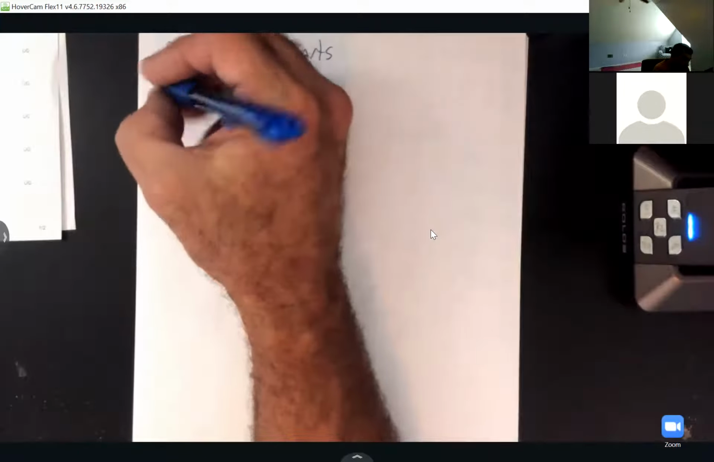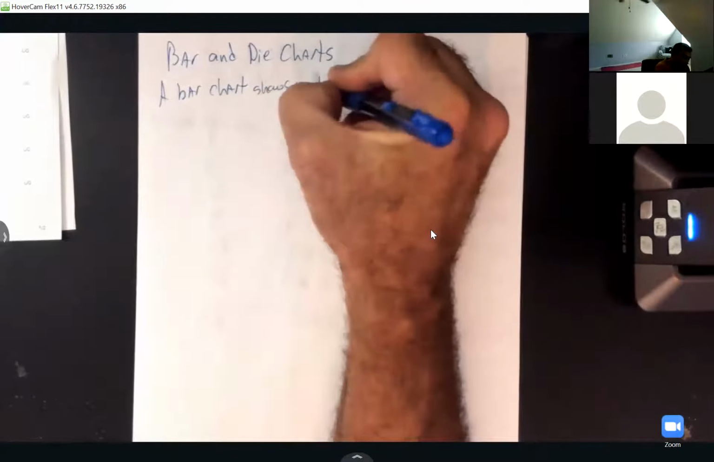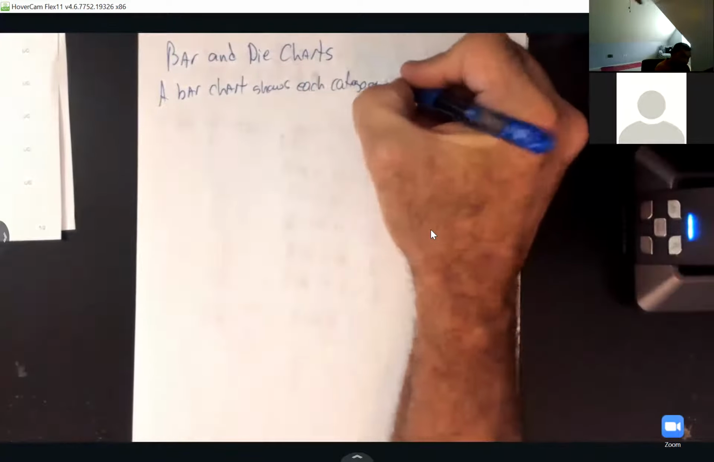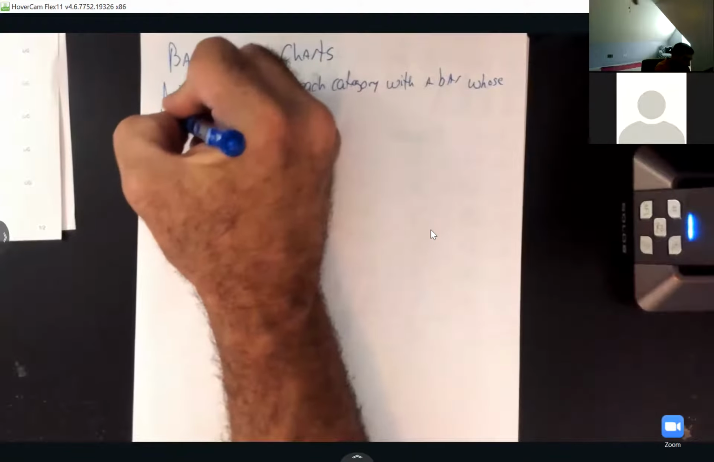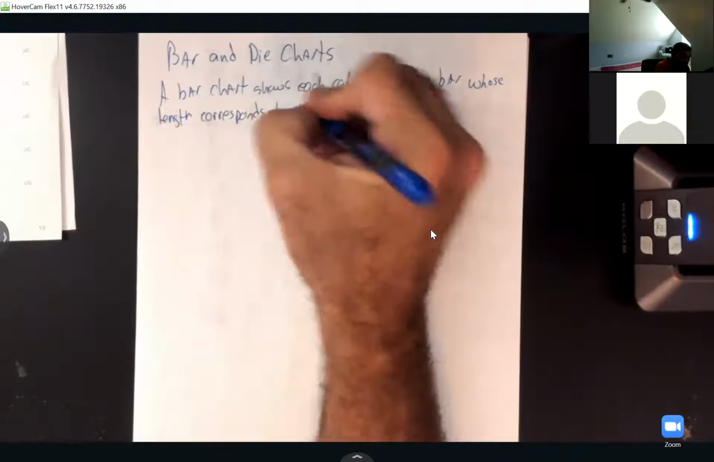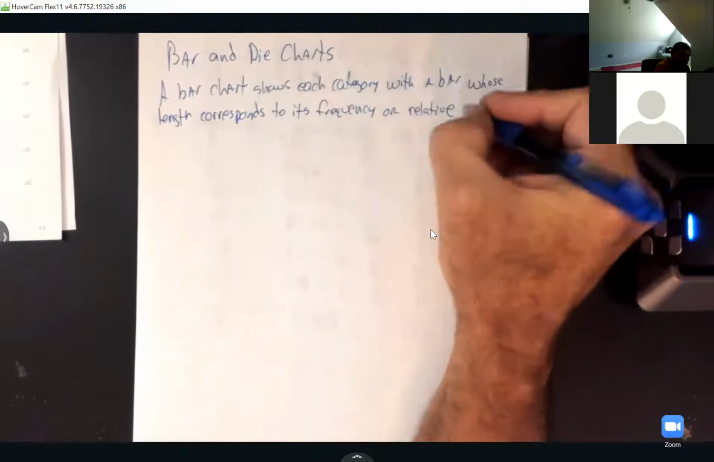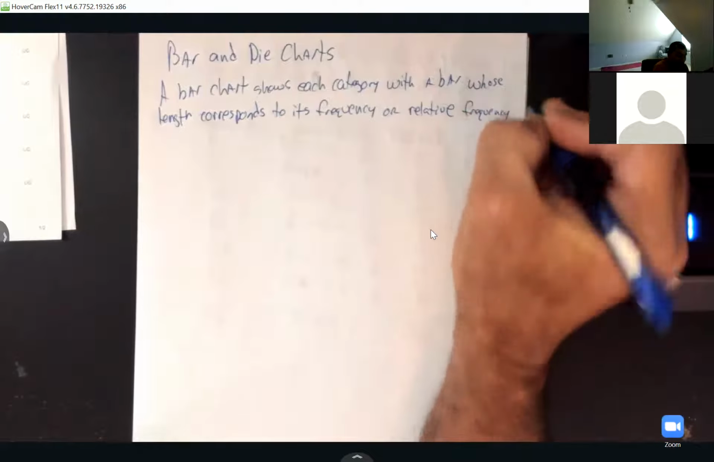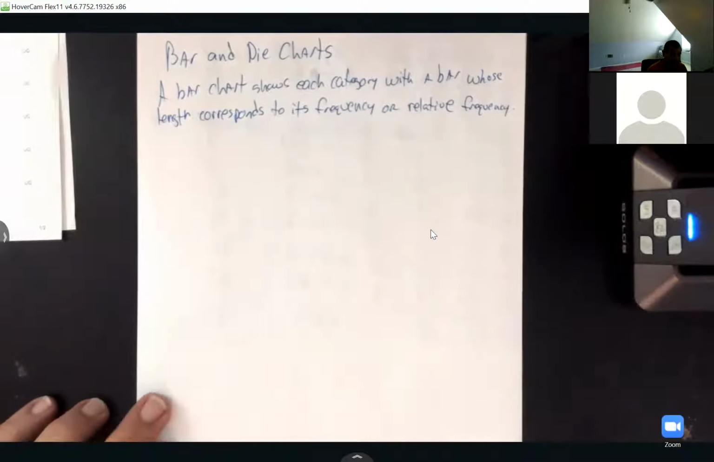So a bar chart shows each category with a bar whose length corresponds to its frequency or relative frequency. So they could put how many times it occurs, which is its frequency, or they could figure out the relative frequency, which would be in the decimal forms, okay? Or in the percents. And I'll show you some pictures of these in a second.